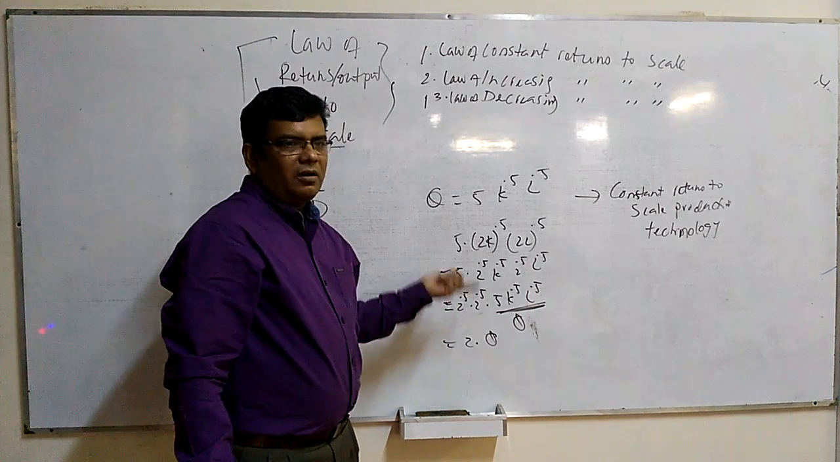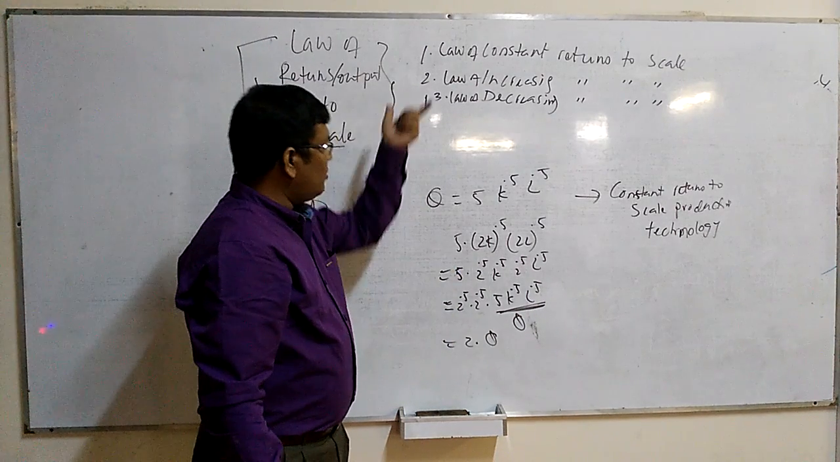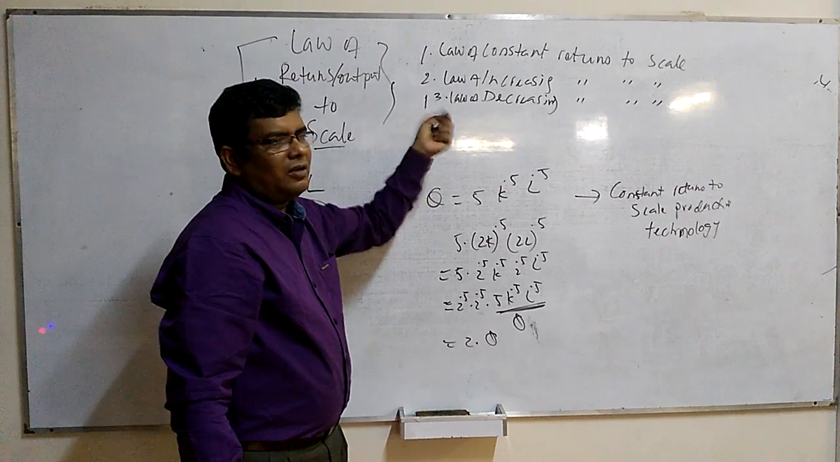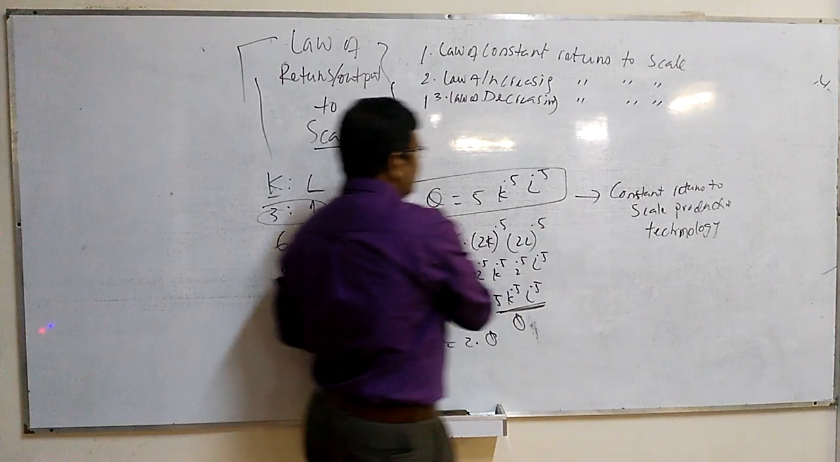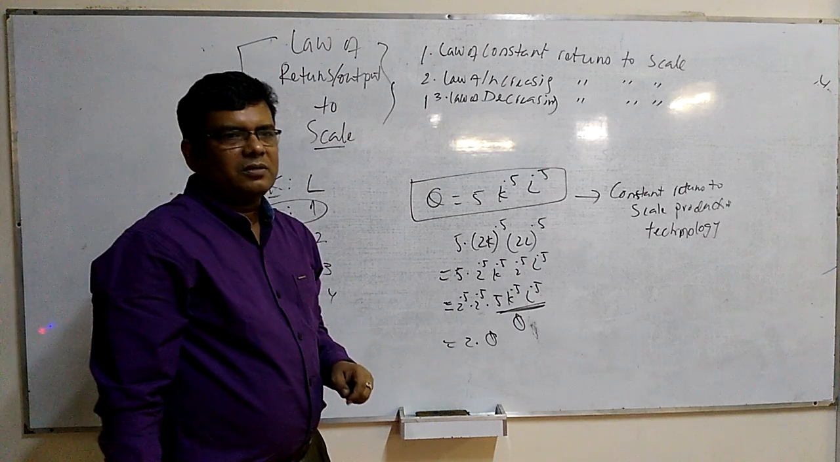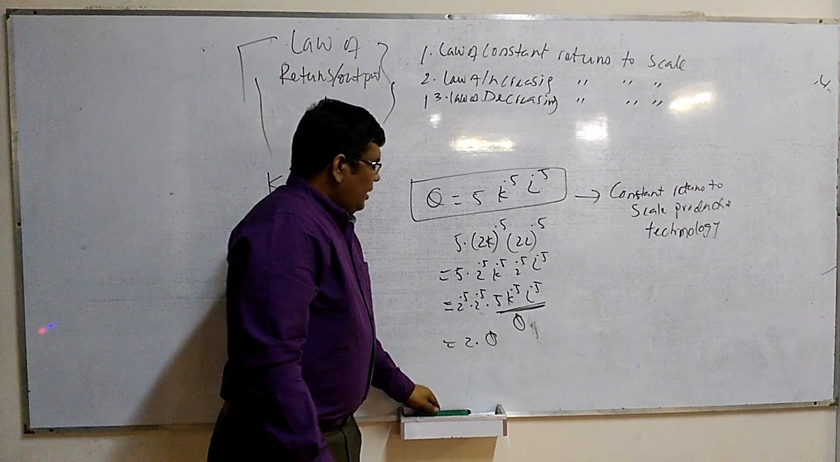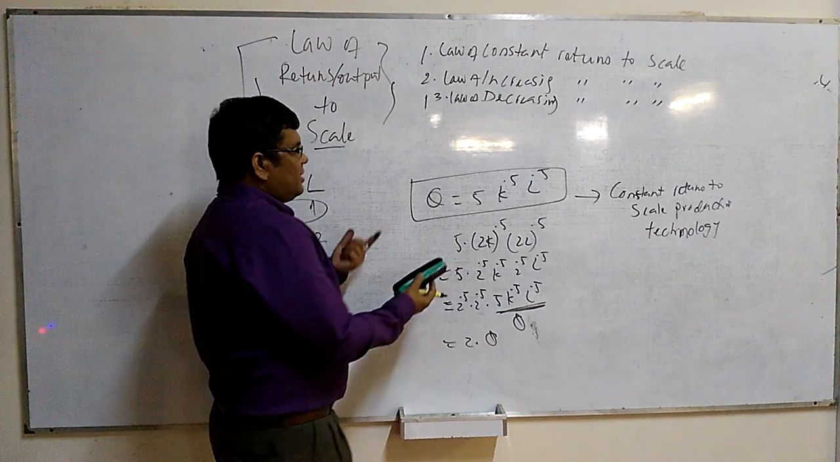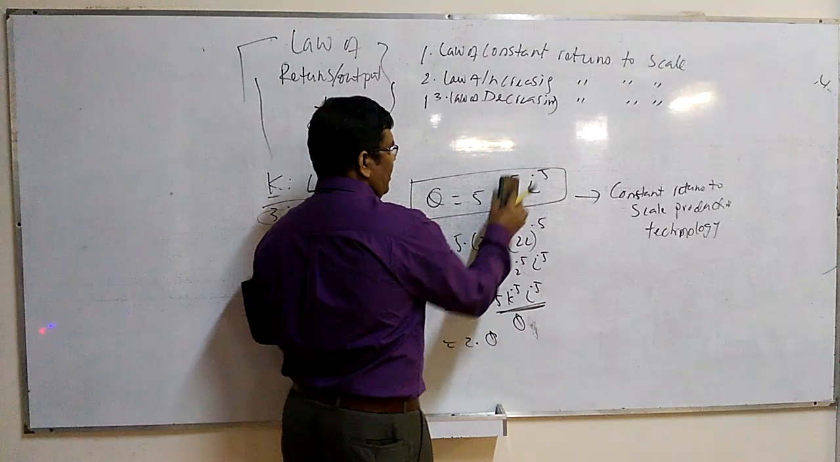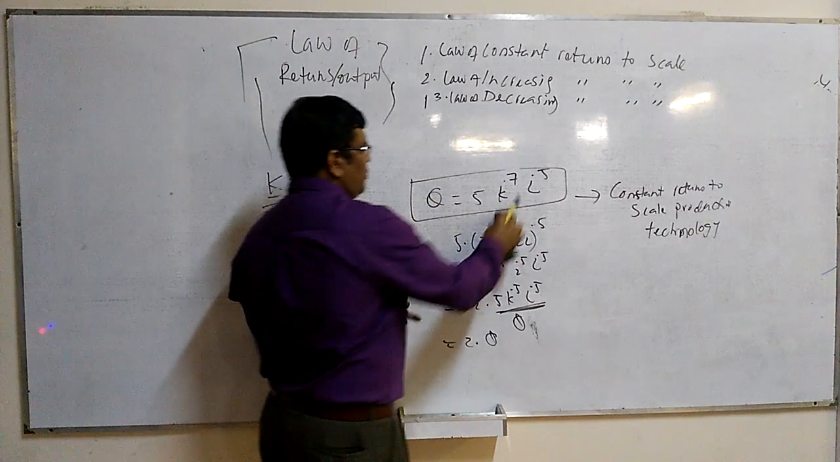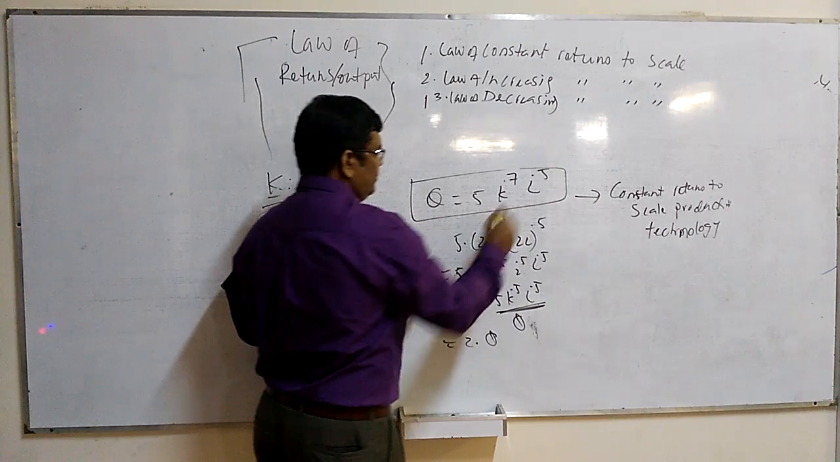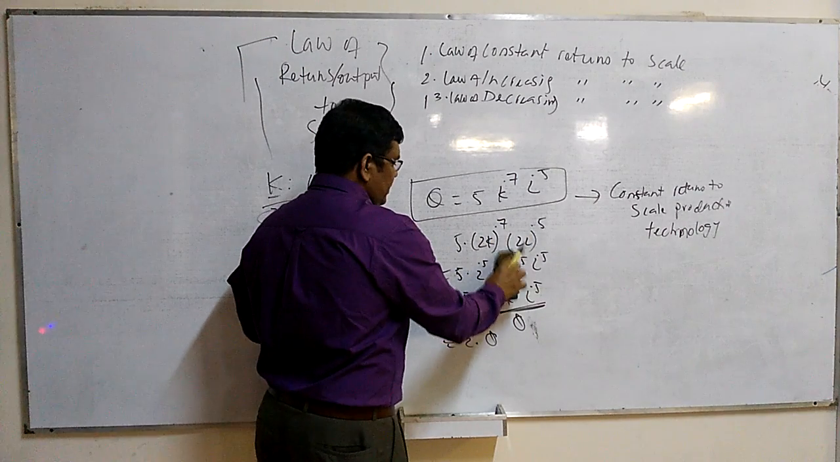So is it short run or long run? Is it constant returns to scale, or increasing, or decreasing? Constant. So this production technology is a constant returns to scale production technology. I proved it. We can prove any production technology in this way. For example, if we put 7 here, what will happen?